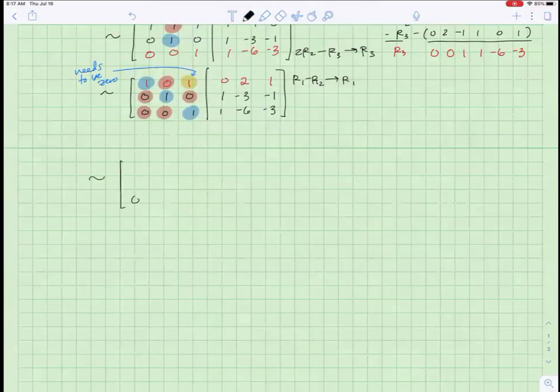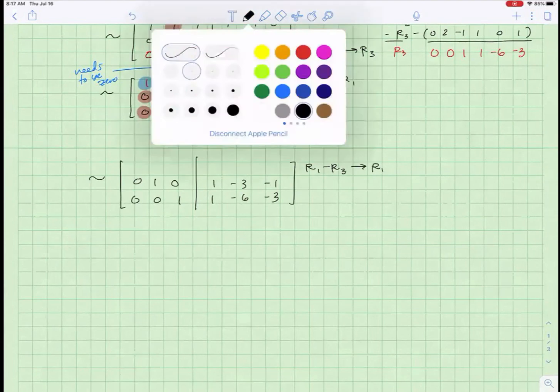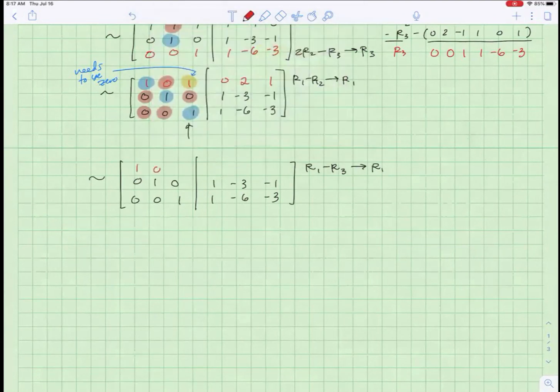So this will be the bottom row, unchanged. The middle row, unchanged. The top row, though, we're going to do one more operation. Now, in order to clear out this one position, we're going to use this blue pivot to do it. So we're going to do row 1 minus row 3 is my new row 1. So top minus bottom. As we do that, the top minus bottom will be 1, 0, 0, negative 1. 2 minus negative 6 is a positive 8. And 1 minus negative 3 is 4.